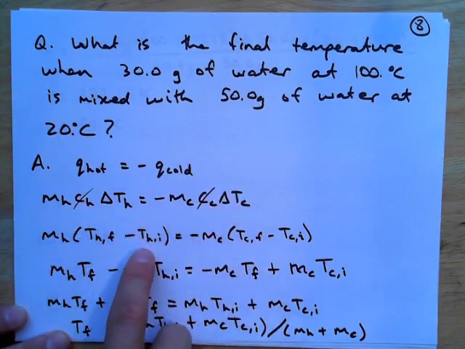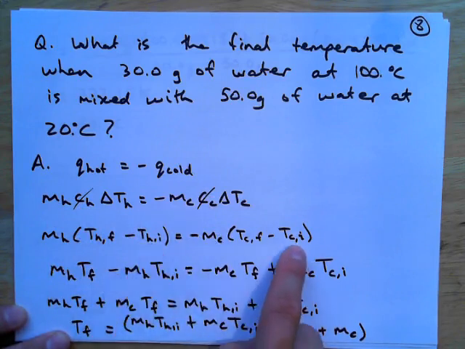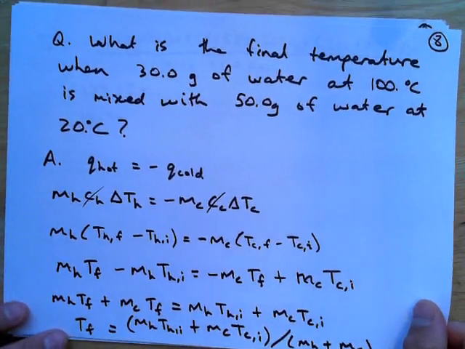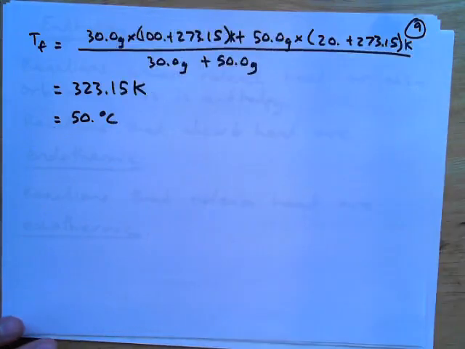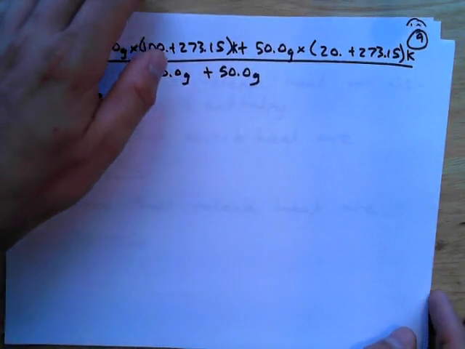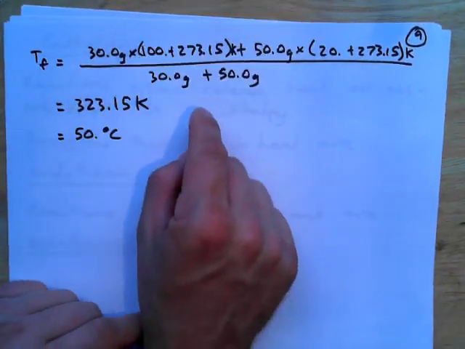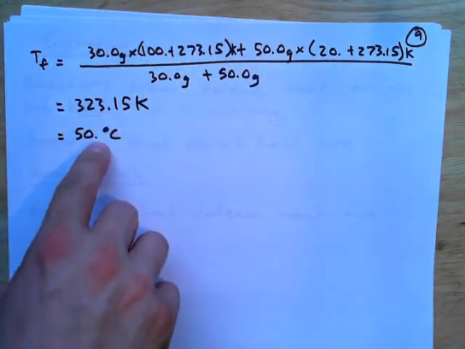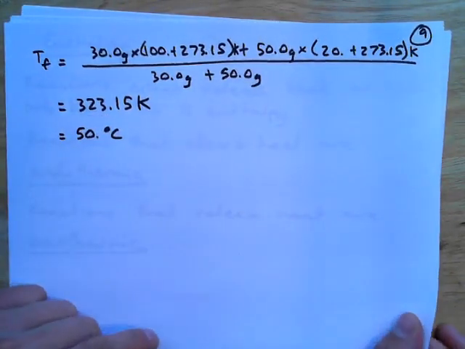But then you can put in here your initial hot temperature, which was 100 degrees Celsius. You can put in your initial cold temperature, which was 20 degrees Celsius. You can put those numbers in if it's easier to work with the numbers rather than the letters. So then that leads us with putting the numbers in at the end, in my case. And so after I do all that, I get my temperature there, which happens to be 50 degrees Celsius.